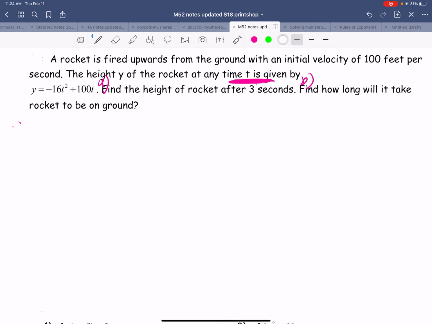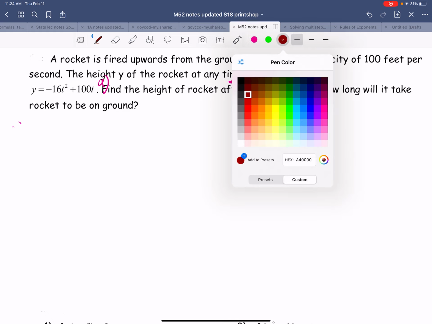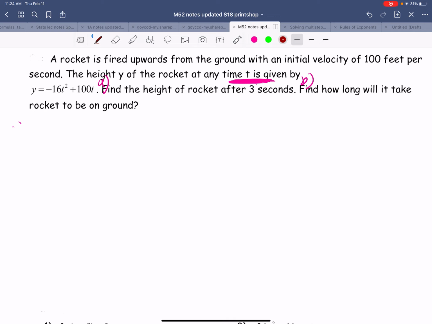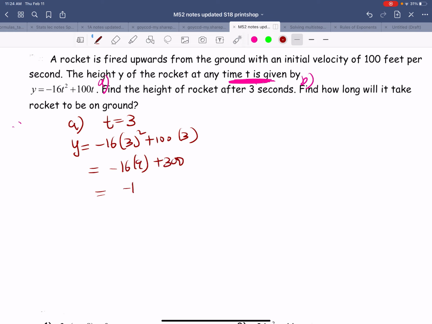In part A, they're asking us to find the height of the rocket after 3 seconds. And part B, find how long it would take the rocket to be on the ground. So to find the height of the rocket after 3 seconds, we will simply replace the time t by 3. So plug in t equals 3, and we would get y equals negative 16 times 3 squared plus 100 times 3, which is negative 16 times 9 plus 300, which is negative 144 plus 300, and that's 156 feet.